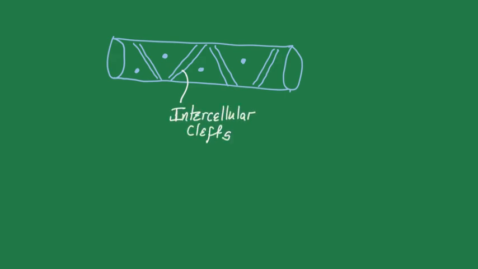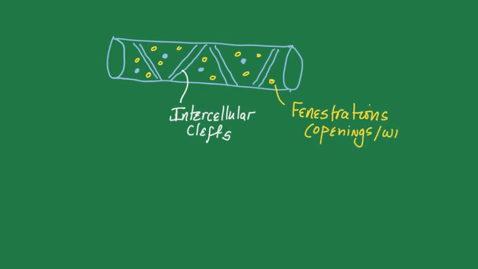A capillary also may have openings that you see here in yellow, and these openings or little windows are called fenestrations. The word fenestration comes from French for the word window, which is la fenêtre. So these openings can be present in some types of capillaries.